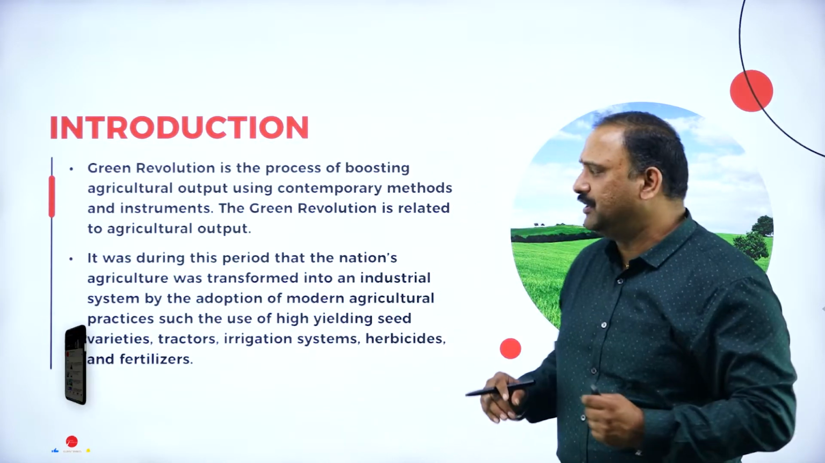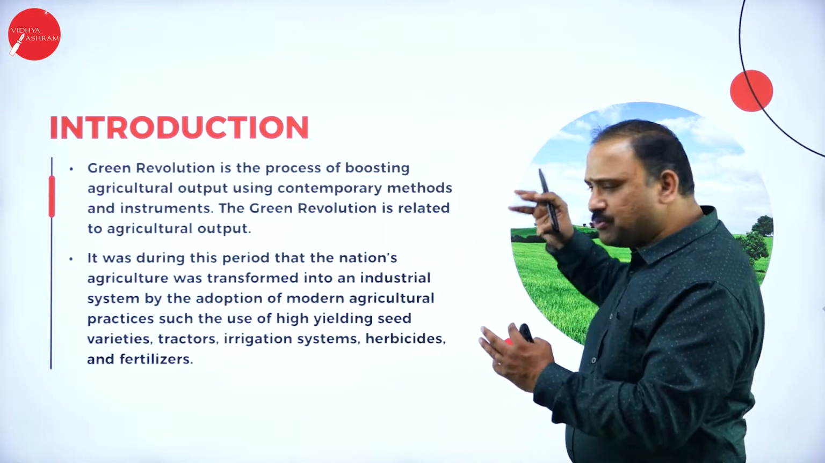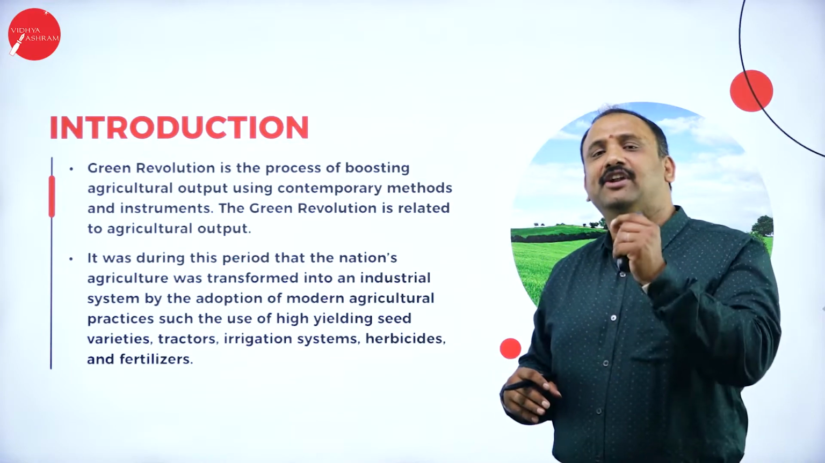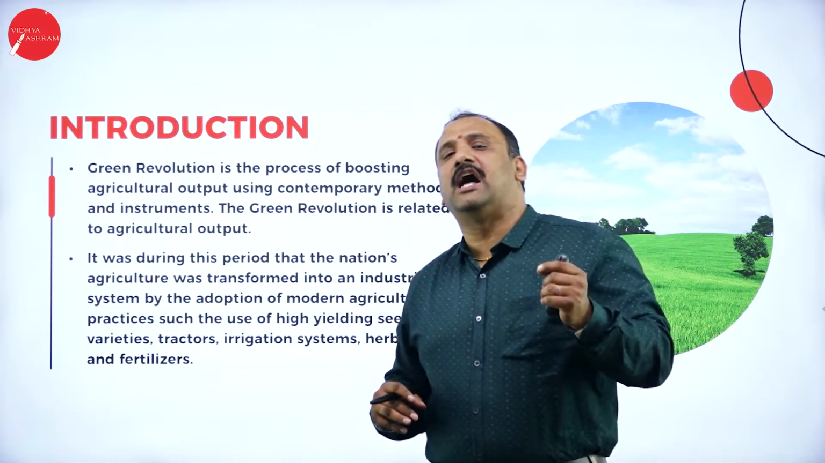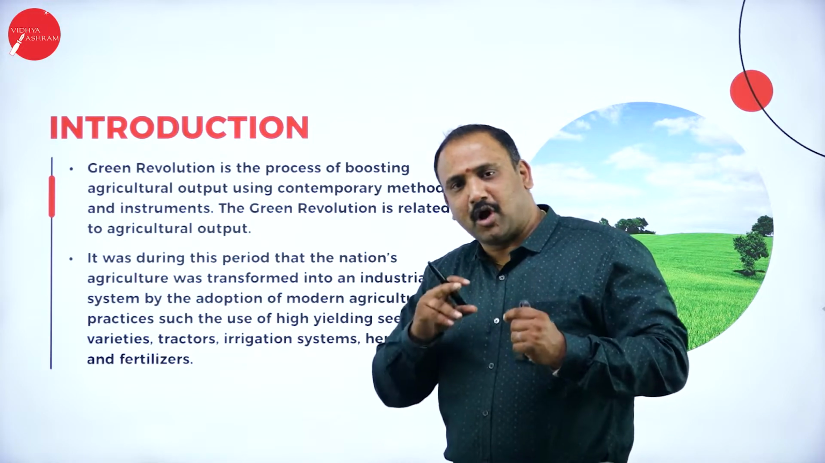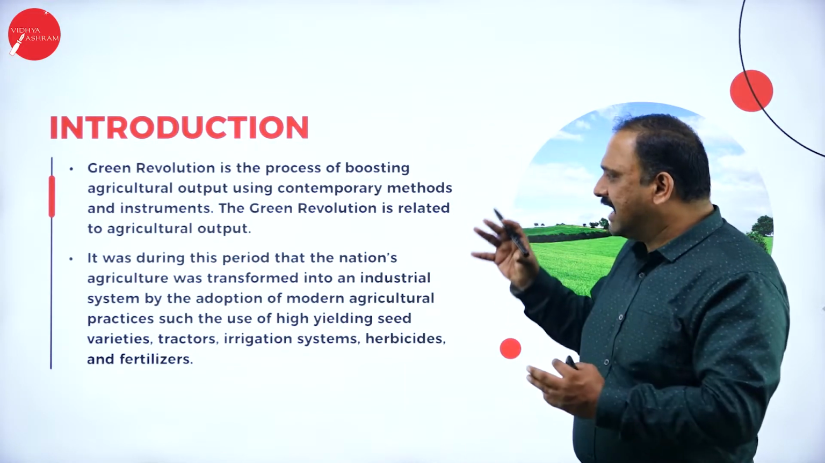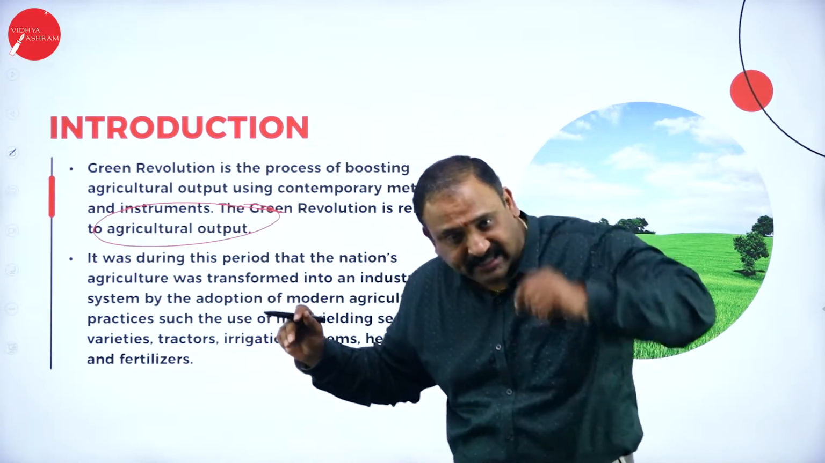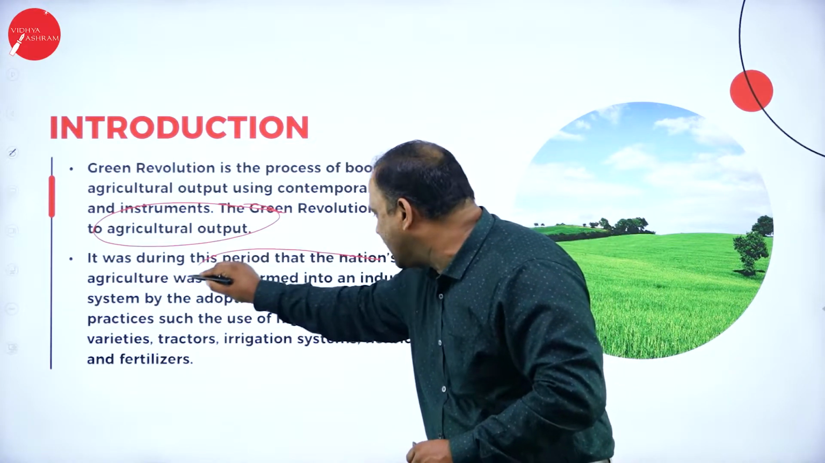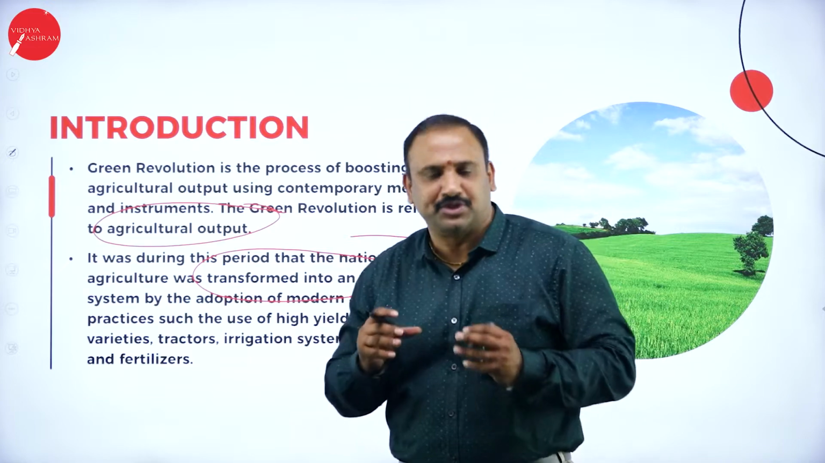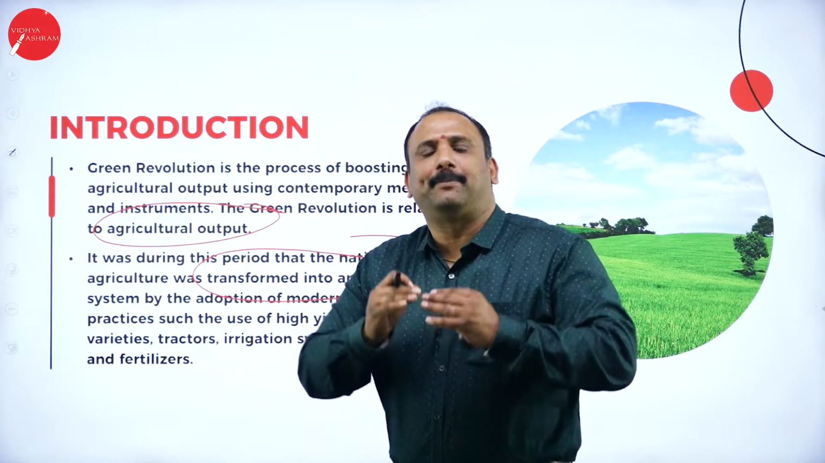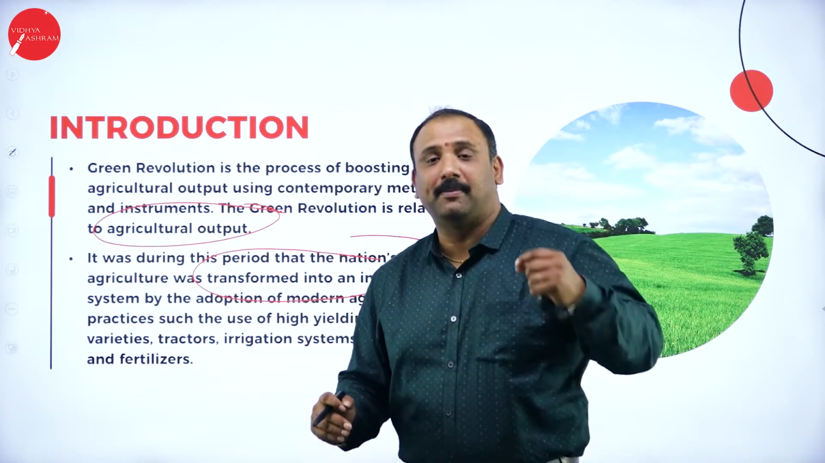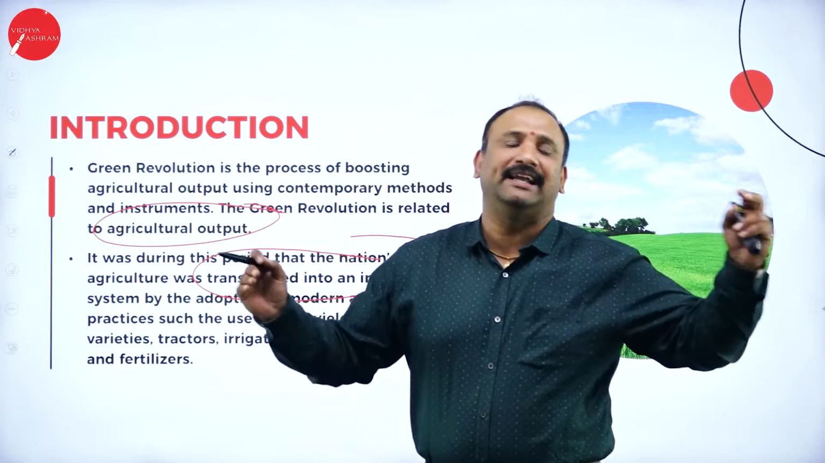Why I would say this revolution is very important, because this was the instrumental effort that was taken by the government in order to increase the agricultural output of our country. So when we talk about the word green revolution, the idea is just related to agricultural output, and it was during this period the agriculture was transformed into an industrial system, which means we went on a production spree. We increased the production to that level that probably we could have overtaken the world at any given instance.